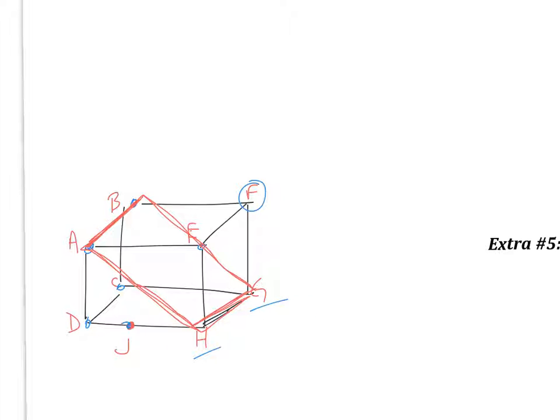So to check for understanding, give me the point that is coplanar with D, E, and F. What point is coplanar with D, E, and F? C is correct, okay? Again, we can make a plane going this way, and it would hit C. Very good.